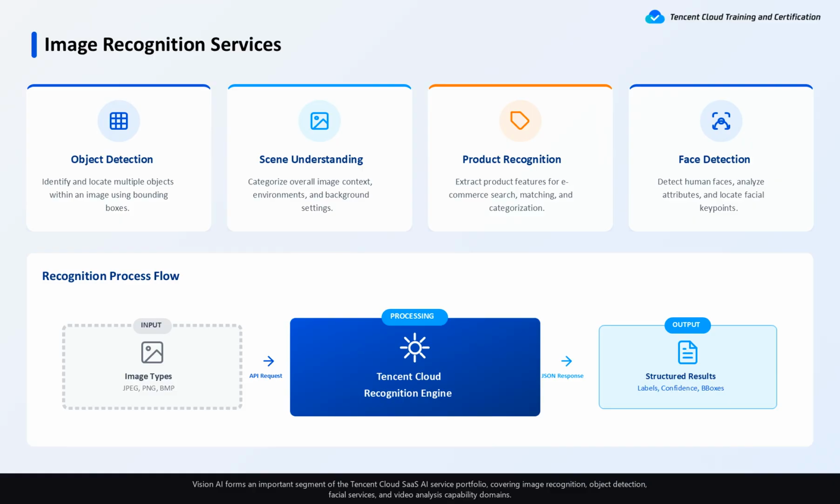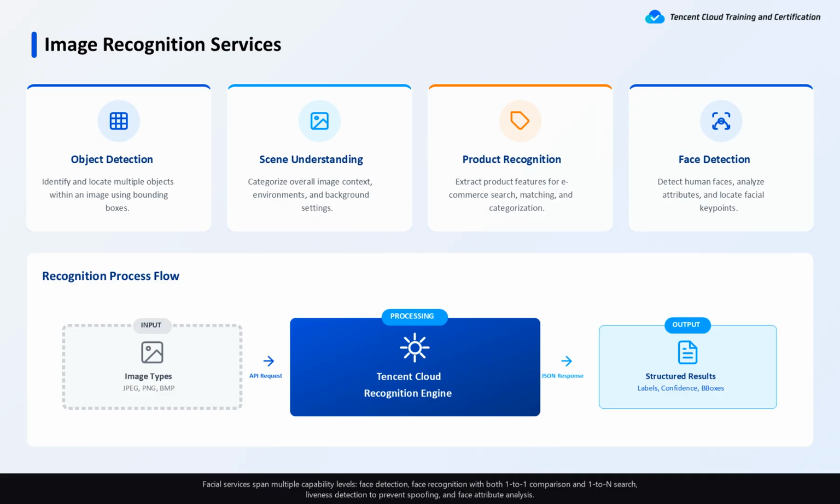Vision AI forms an important segment of the Tencent Cloud SaaS AI service portfolio, covering image recognition, object detection, facial services, and video analysis capability domains. Image recognition understands the content of images, identifying scene types, object categories, and visual attributes, applicable to e-commerce product categorization and content tagging workflows. Object detection goes beyond identification to precisely localize each object within an image using bounding box coordinates, enabling intelligent surveillance and industrial quality inspection applications.